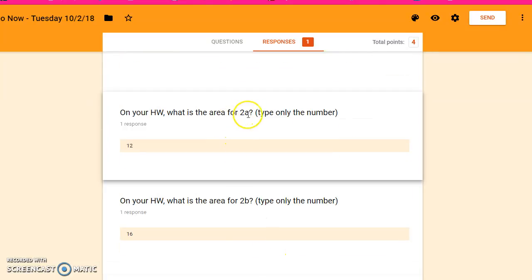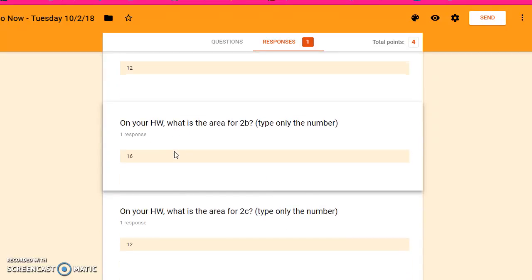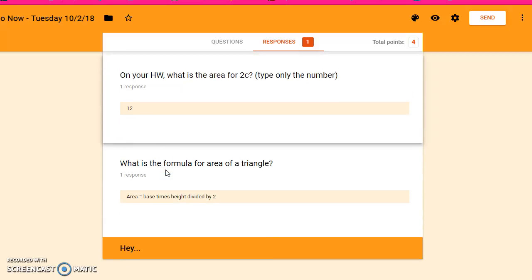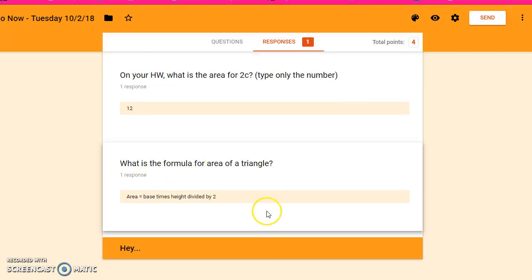What was the area for 2A? 2A was 12, 2B was 16, 2C was 12, and then the formula for area of a triangle is area equals base times height divided by 2.